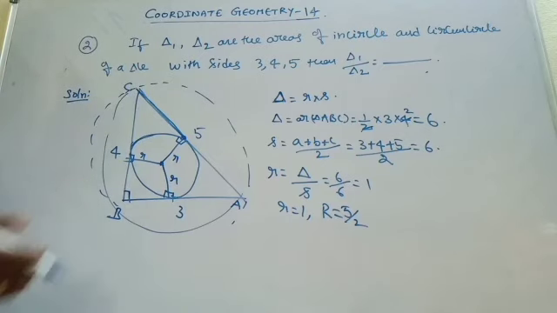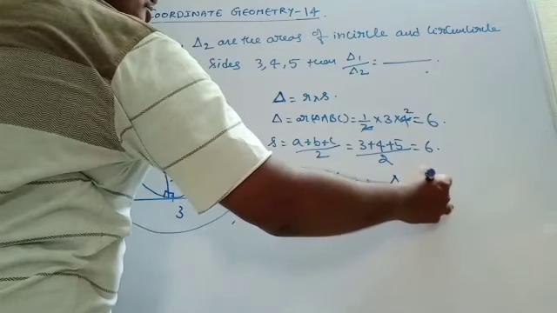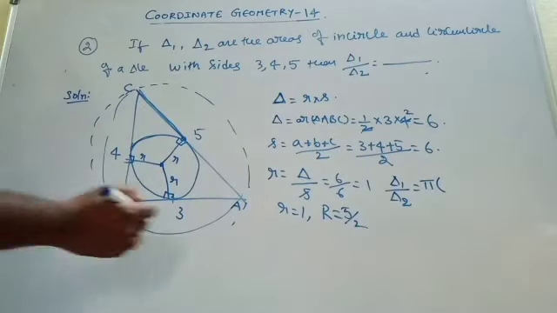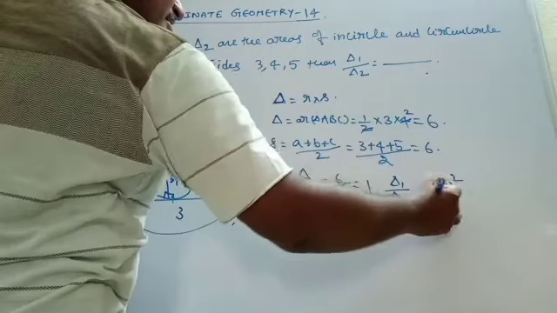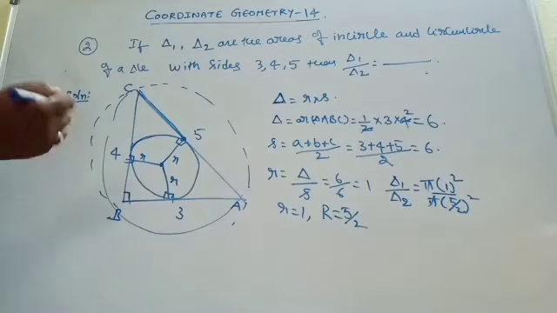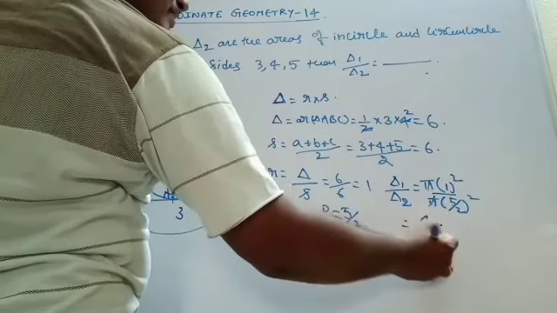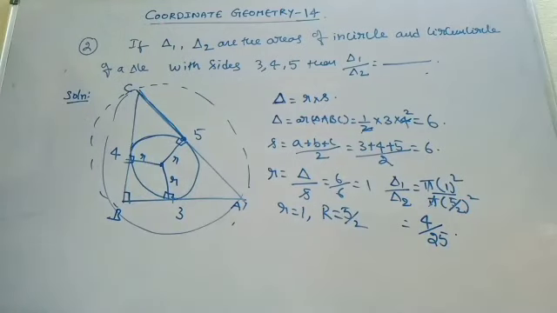Now you know both radii, so you can find the ratio of their areas nicely. Delta 1 by delta 2: delta 1 is the area of the incircle, pi r squared, that is pi into 1 squared, divided by pi into (5 by 2) whole squared. This pi will cancel, and we have got 4 by 25. That is the answer we have got beautifully. Please observe, my dear students, how we did this particular problem.